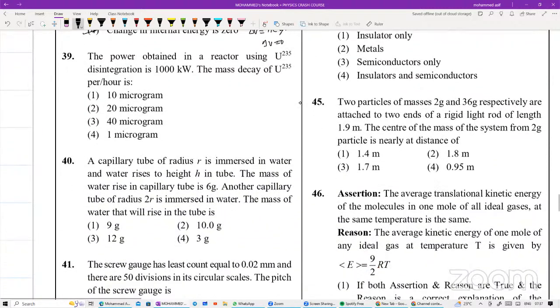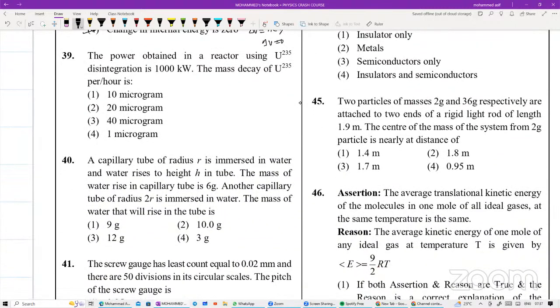Question number 39. The power obtained in a reactor using uranium-235 disintegration is 1000 kilowatts. The mass decay of uranium-235 per hour will be equal to how much? Power obtained in a reactor using uranium-235 disintegration is 1000 kilowatt hour. The mass decay, we will come back to this one, beta. Question number 40 देख लीजिए.